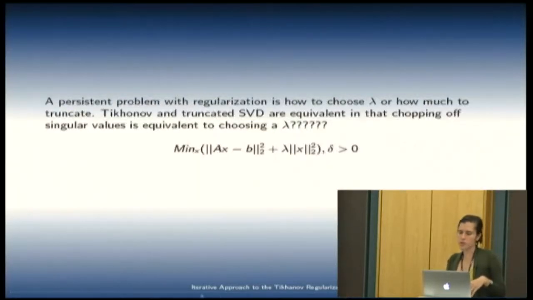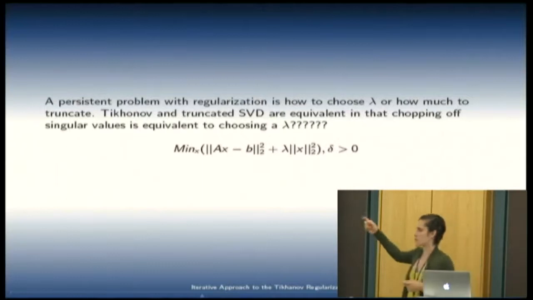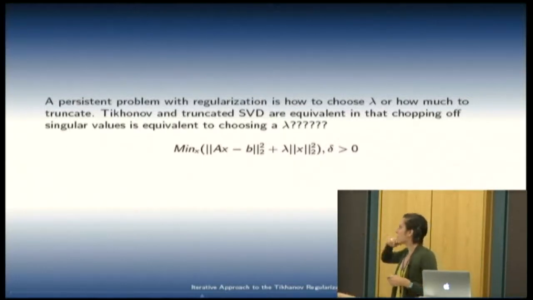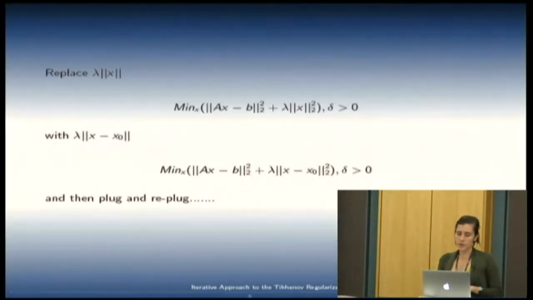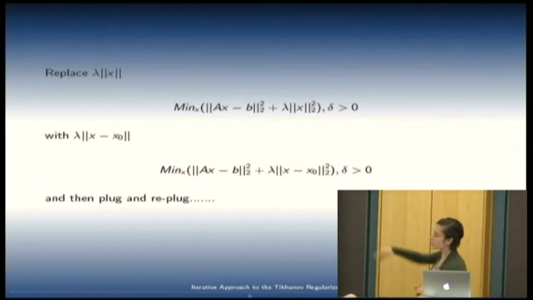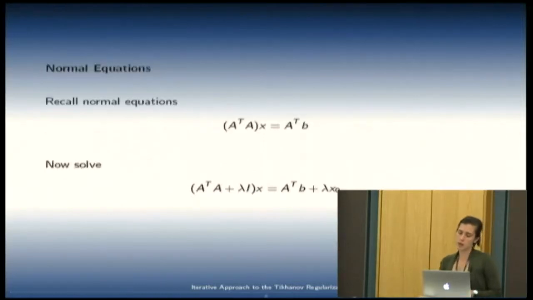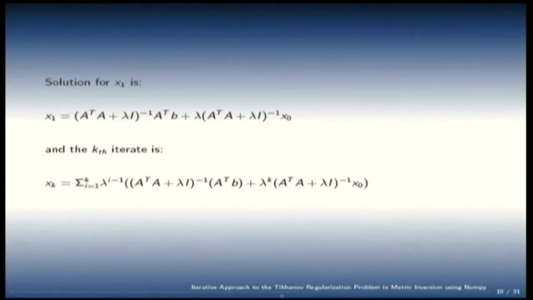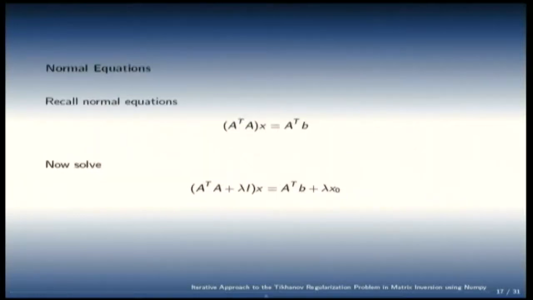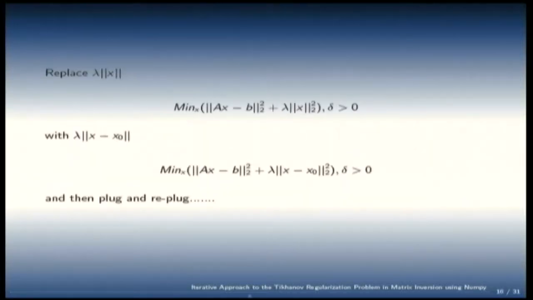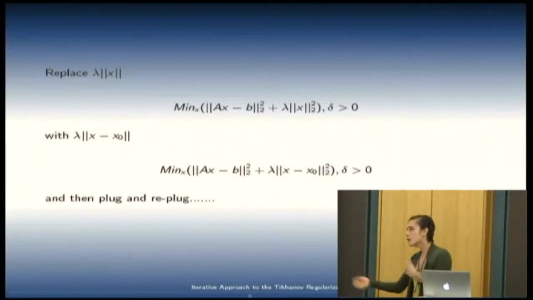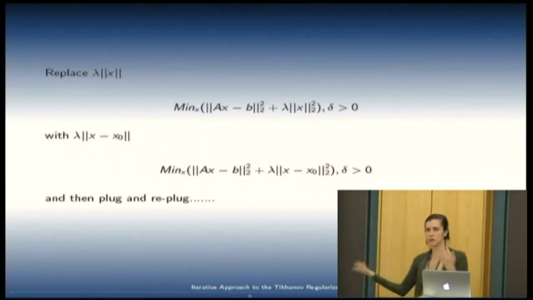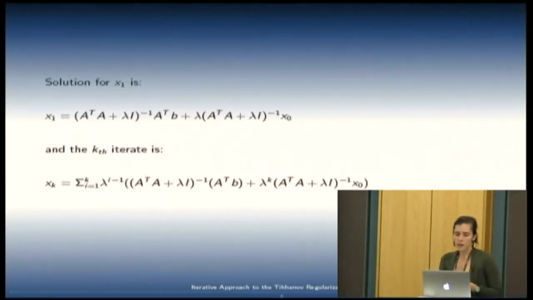Well, what most problems do is they'll have an algorithm that searches for the best lambda to solve this problem, and that's costly, takes time. Rather than doing that, I'm going to have an iterative solution. I'm going to plug and replug x naught: I solve for it in this problem and plug it back in. So I'll have x1 as a function of x naught, x2 as a function of x1, x naught, all the way to the k-th iterate.